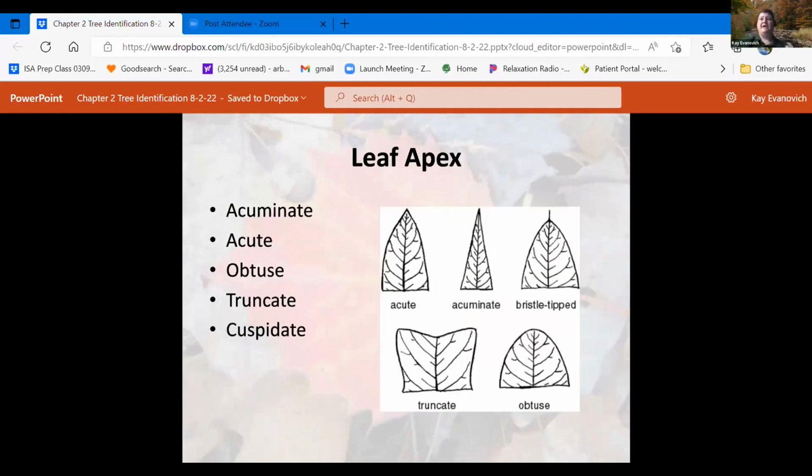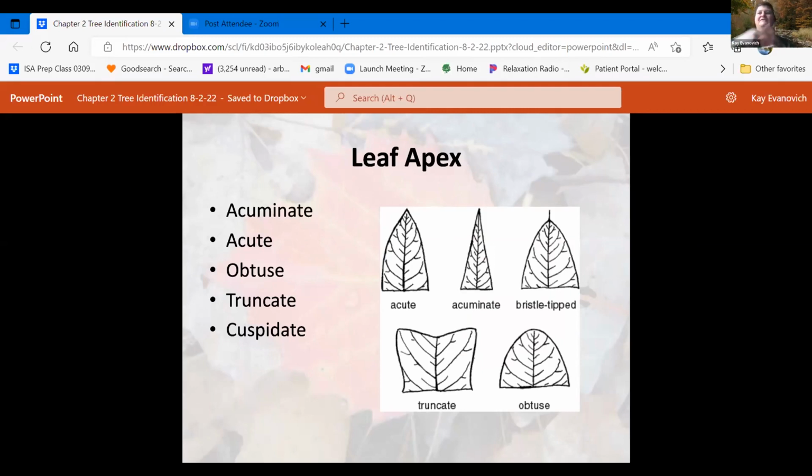Okay, the leaf apex, that's the top of the leaf, right? Or the end of the leaf, I guess, if you're looking at it from where it hangs on the tree. There's the petiole, and at the very bottom is the leaf apex, right? So it can be acute or obtuse or truncated or cuspidated. That's always fun. Cuspidated, kind of think of a bicuspid, right? That shape of your tooth. And that'll kind of tell you what that one looks like.